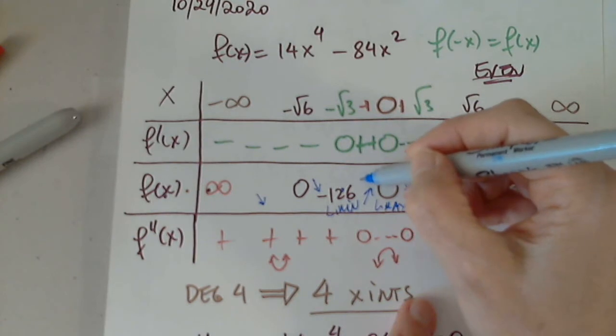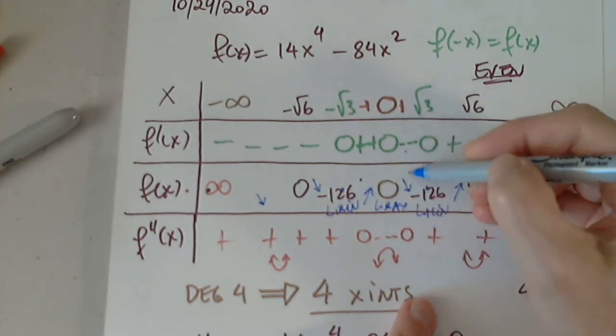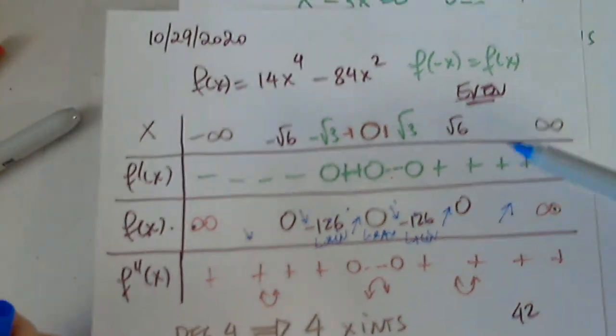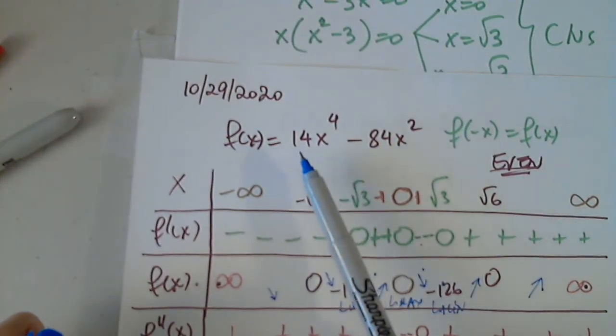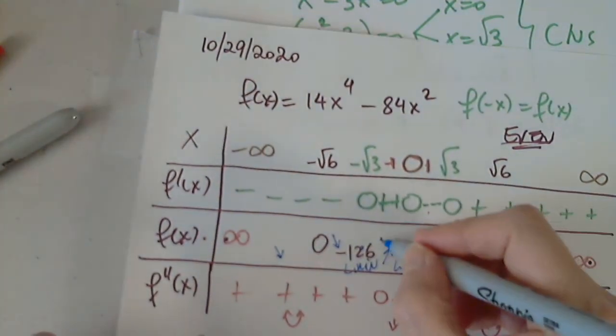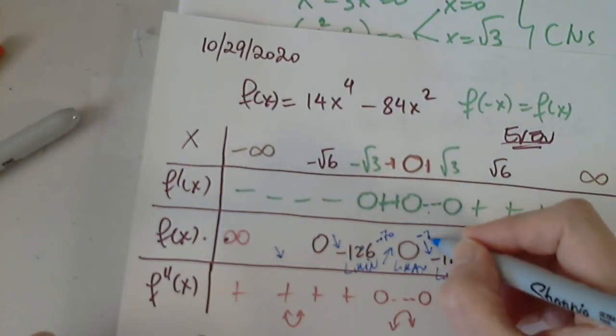Also, I have to determine this value for negative 1 and this value for 1, because those are the inflection points. So they have to be the same value. It's basically 14 minus 84, which is negative 70. Negative 70 and negative 70.